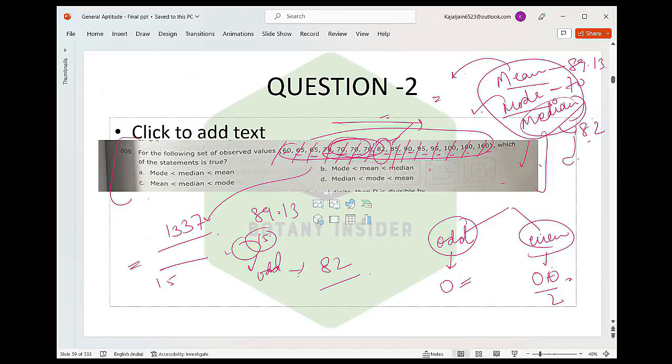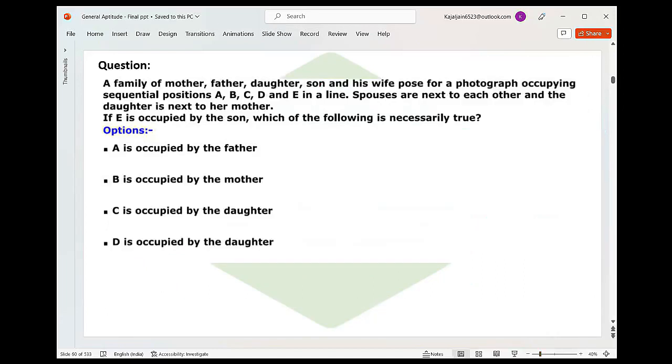So the maximum is the mean, then you have the median, and then the mode. Mode is the minimum one. Keep a note of this. Answer is option number A. I hope it's clear. Very simple. Yes, 70, 82, and 89.13. Very correct. So the answer is option number A.